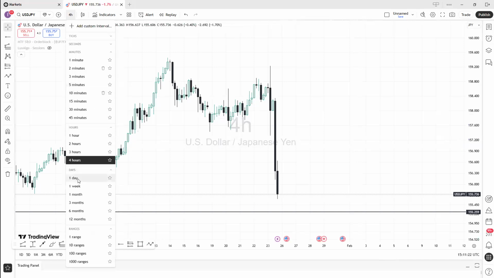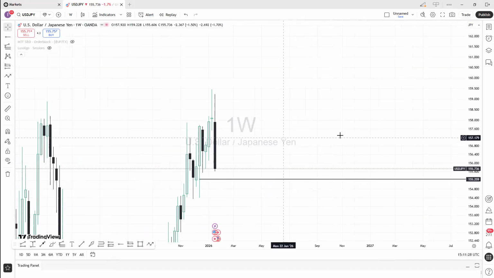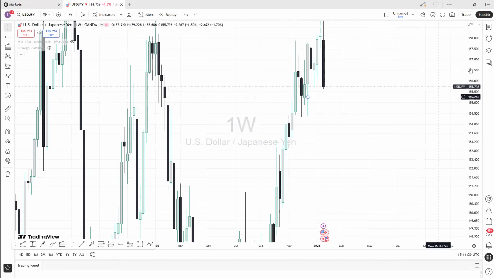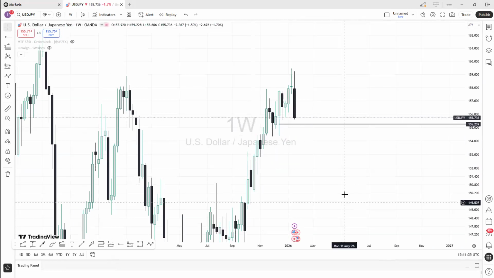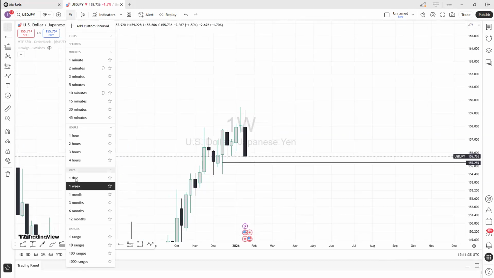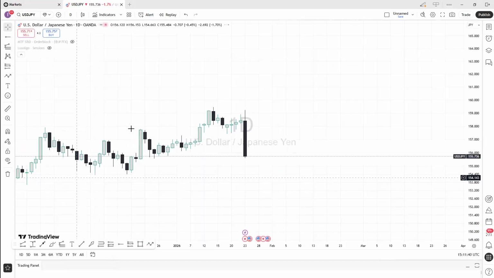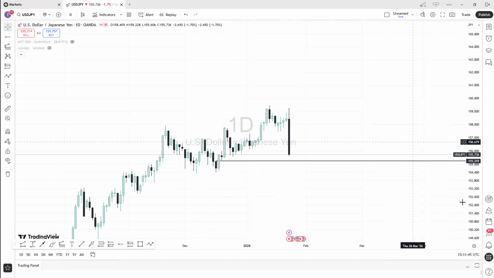USDJPY, there is an aggressive downtrend. On the weekly time frame you can see the weekly candle closed bearish, a very, very aggressive candle. So expect a pullback after that impulsive move. We have to find a trade position on USDJPY, expecting USD will be weak next week.